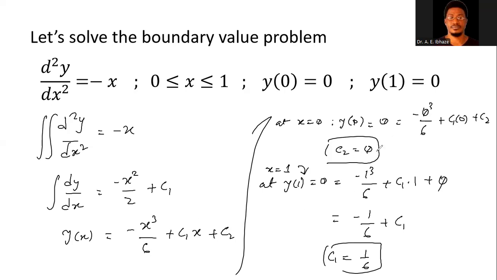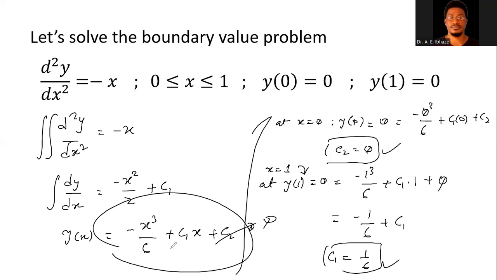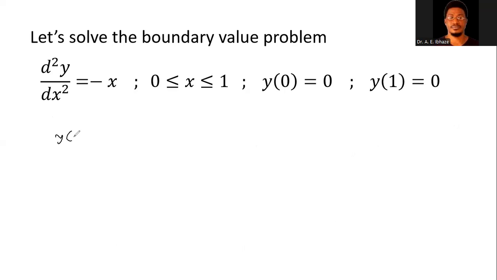Now that we've derived the values of C1 and C2, we can substitute them into the function, so that C2 reduces to 0 and C1 is the same as 1 over 6. So y of x will now be the same as negative x cubed over 6 plus x over 6.